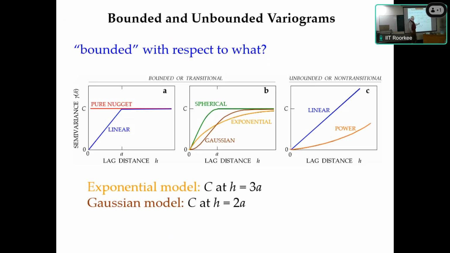the transition from structure to random variability. It doesn't exist for the exponential and not for the Gaussian. So when we use the A in the equation, we cannot clearly say A is where we have reached the plateau for exponential and Gaussian.